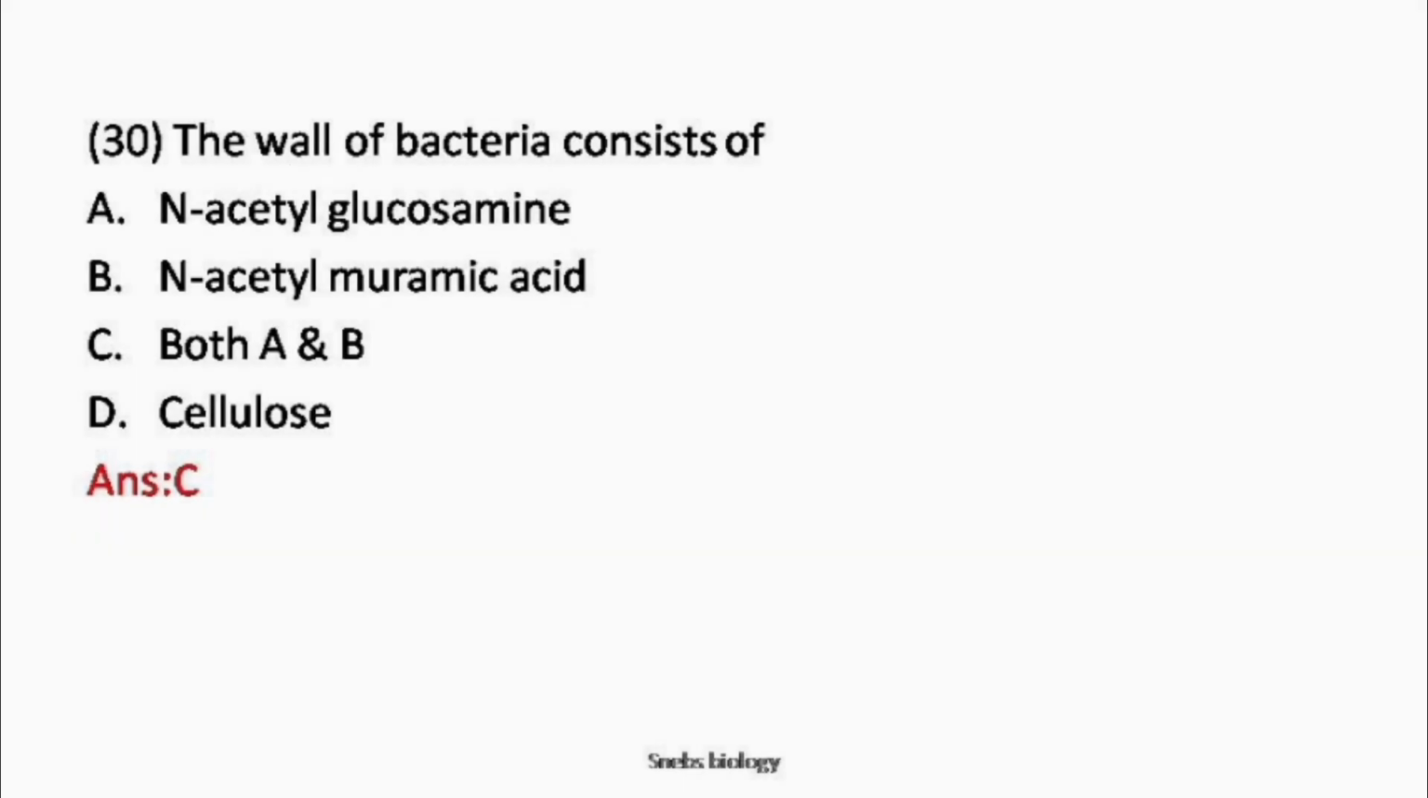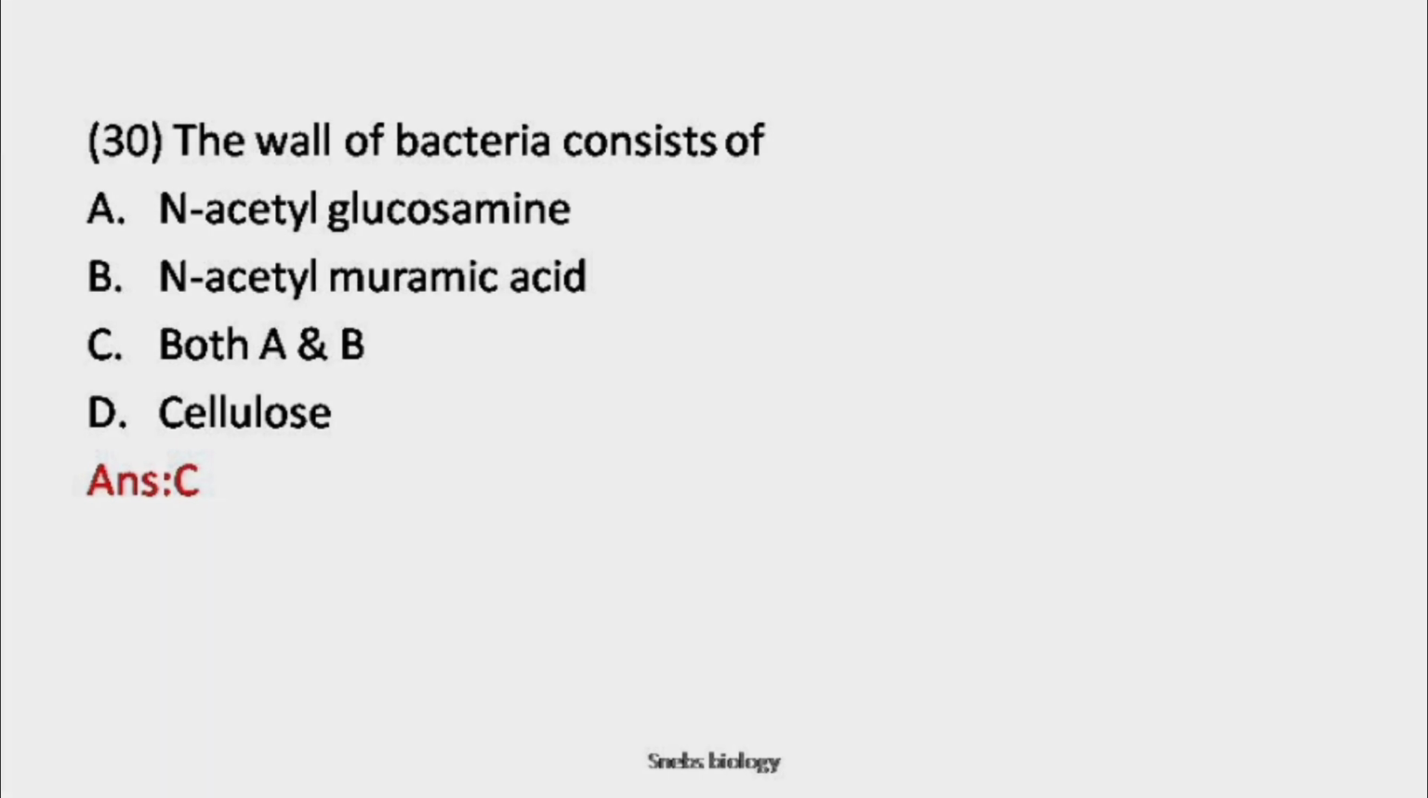Next, question number 30. The wall of bacteria consists of option A N-acetyl glucosamine, option B N-acetyl muramic acid, option C both N-acetyl glucosamine and N-acetyl muramic acid, option D cellulose. So the bacterial cell wall consists of mucopeptide or peptidoglycan or murein. Chemically, peptidoglycan is composed of N-acetyl glucosamine and N-acetyl muramic acid. So the correct answer is option C.